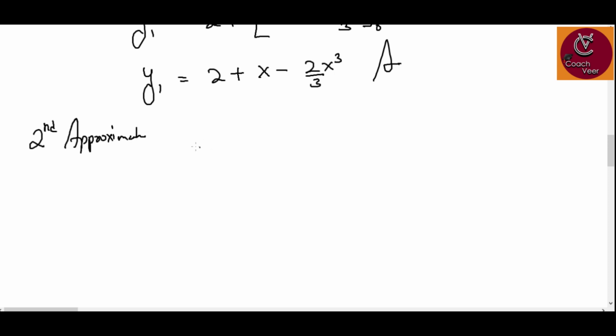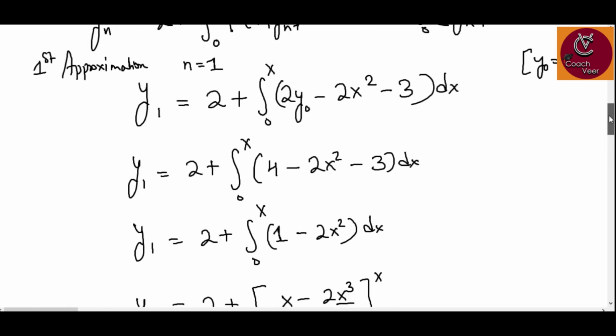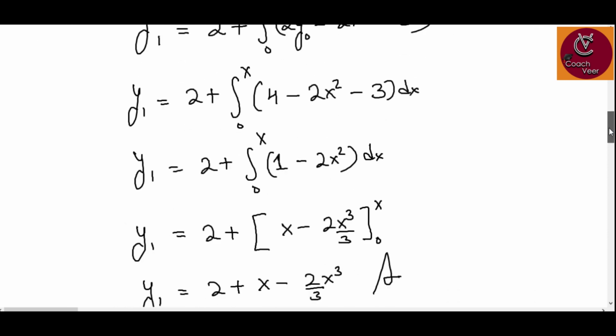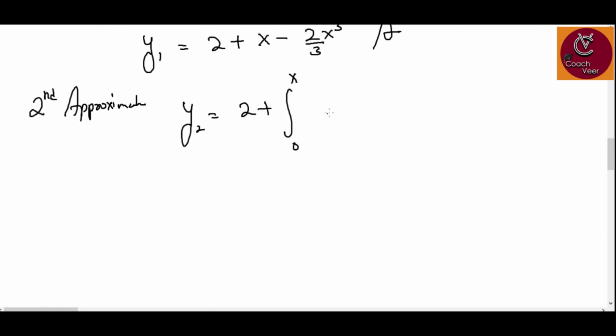Then y2 is equal to 2 plus the integral from 0 to x of the function 2yn minus 1, correct? I'm not writing it again. You know this y0 is to be put as y1, so I'm writing it here: 2y1, negative of 2x square, negative 3, everything inside the bracket, dx.